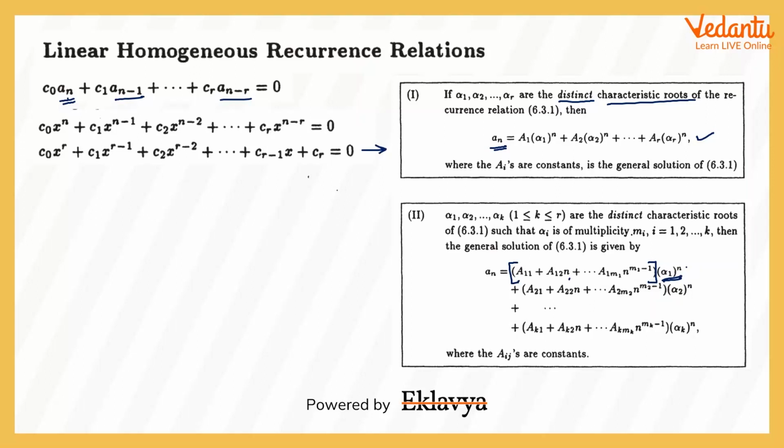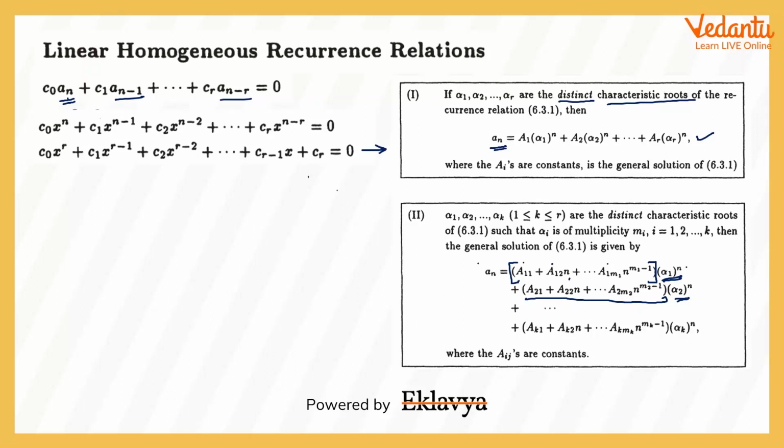So if this root is repeating m1 times, there will be m1 terms only. Similarly, alpha 2 power n will also be multiplied with a bracket where the number of terms would be m2, and similarly for the last root. So this seems to be a complicated or very complex method, but that is how we solve this.